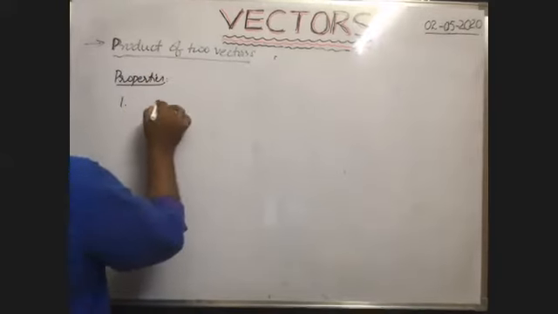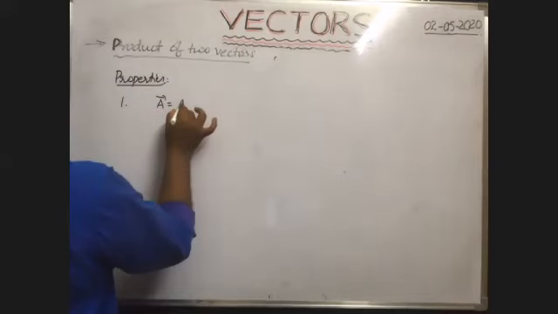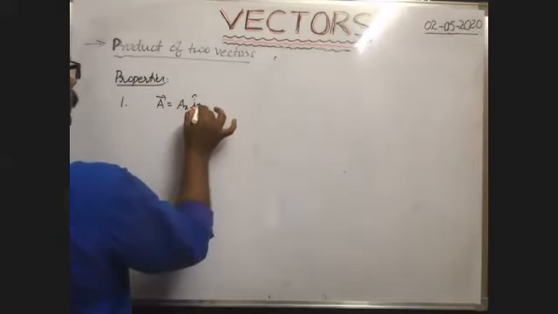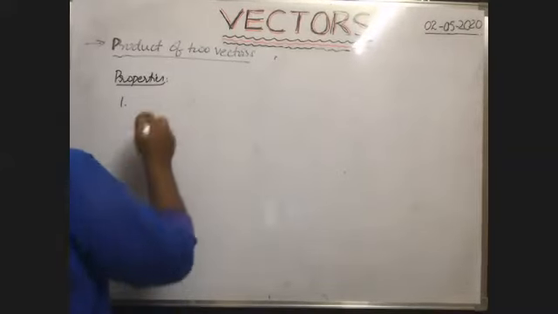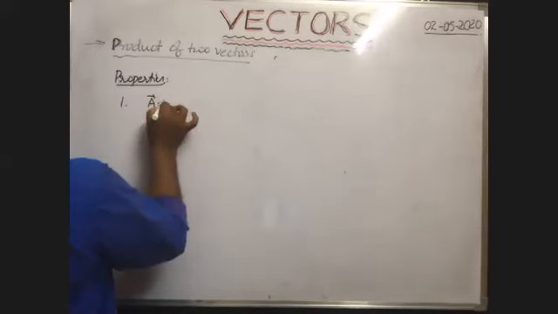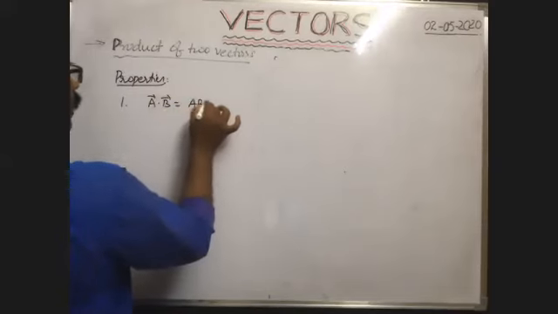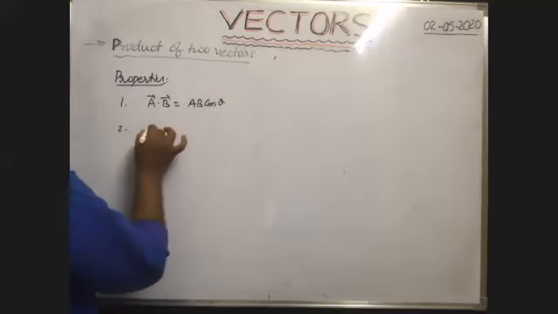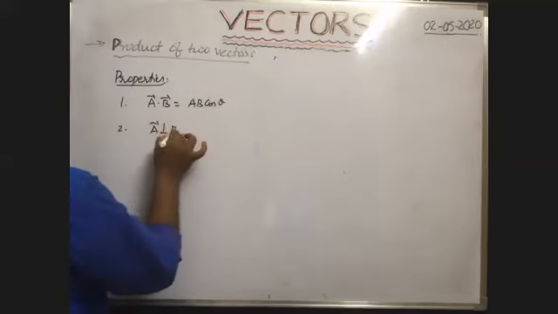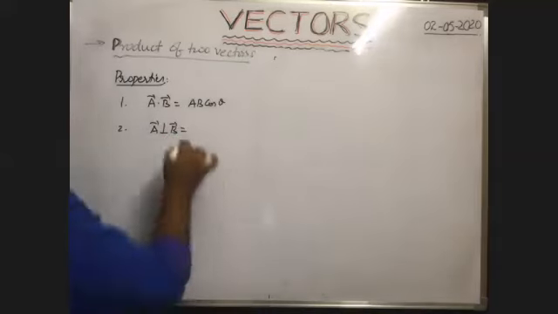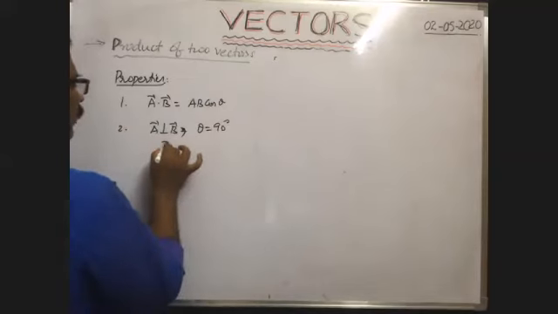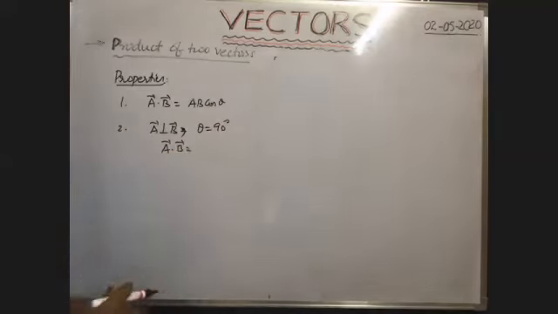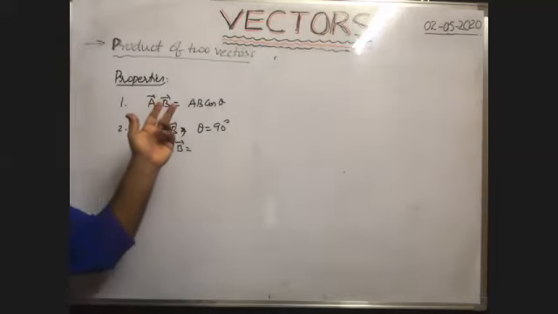Okay, one more point we have to learn first. Dot product between two vectors a bar dot b bar is equal to ab cos theta. Second one, when a bar is perpendicular to b bar, then theta is equal to 90 degrees. Then what is the dot product between those two vectors? When two vectors are perpendicular to each other, then the dot product between the two vectors.